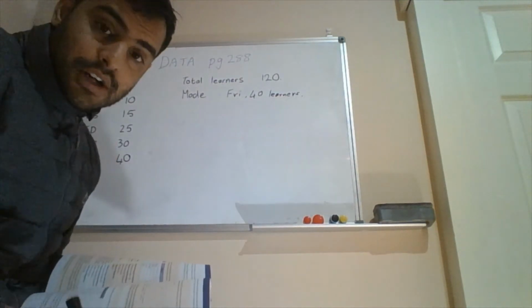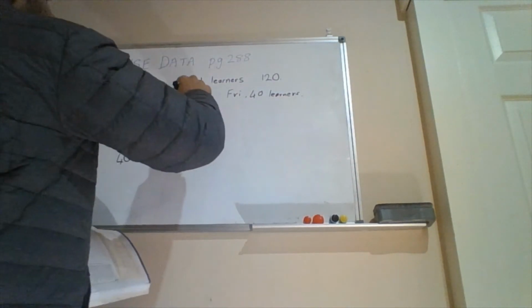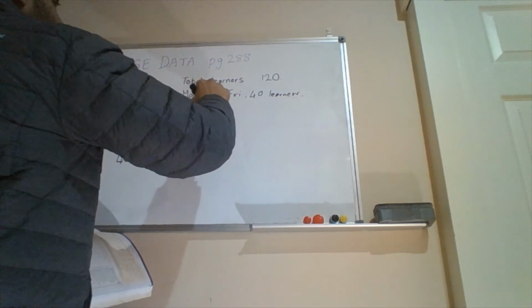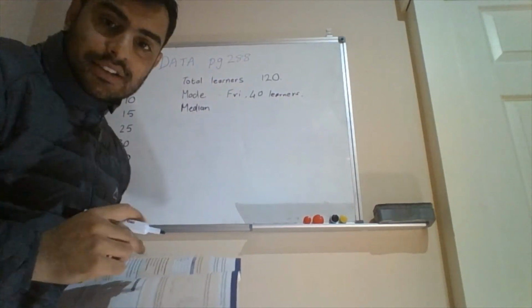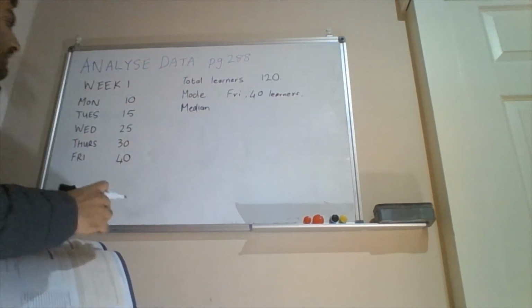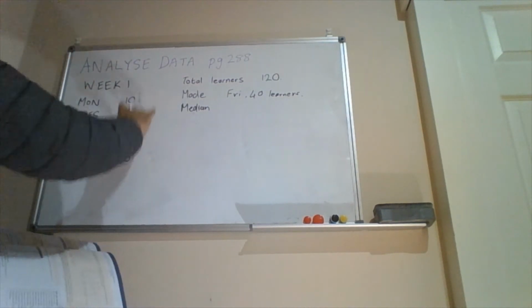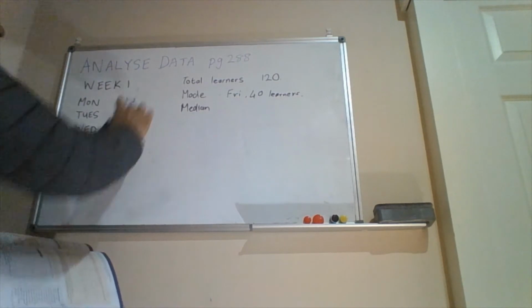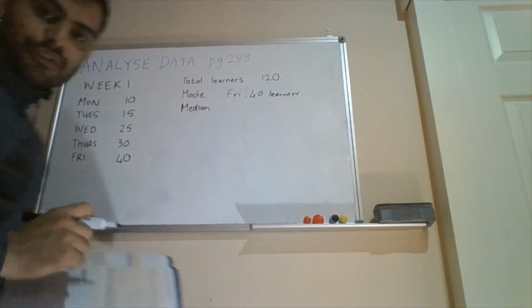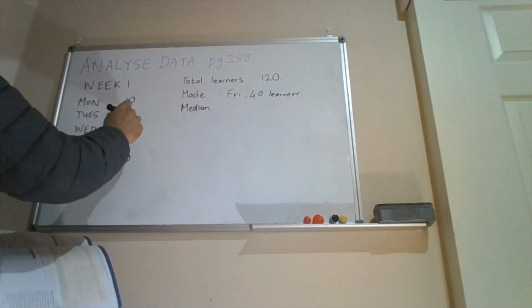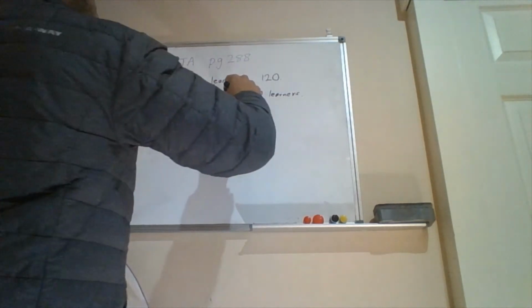Next, we'll go over the median, another measure of central tendency, and our median is the middle value. So these values go up in ascending order: 10, 15, 25, 30, 40, and our middle value is the 25.